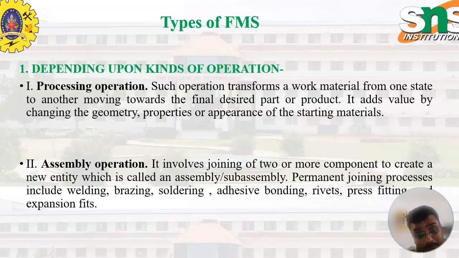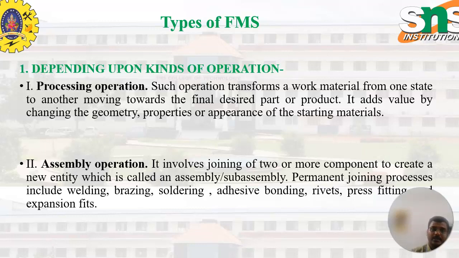Assembly operations come after the completion of the processing operations, when we make an assembly of the product. It involves joining two or more components to create a new entity, called an assembly or subassembly. Permanent joining processes include welding, brazing, soldering, adhesive bonding, rivets, press fitting, and expansion fits. These two are the main types in FMS. The processing operations and assembly operations help to make the product easily and with quality.